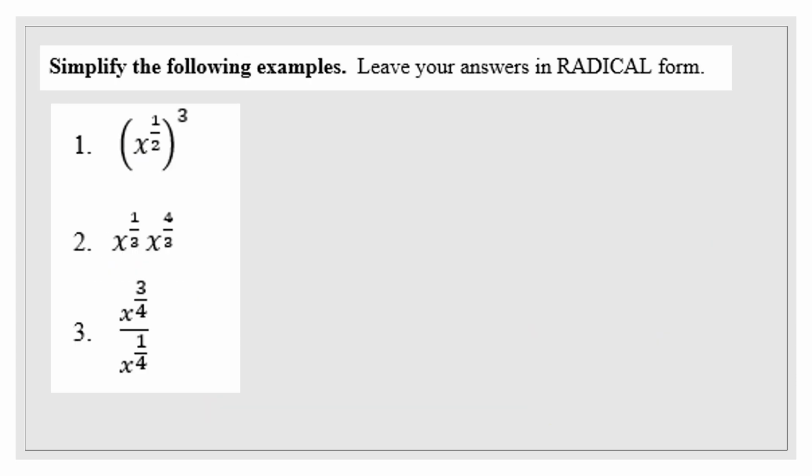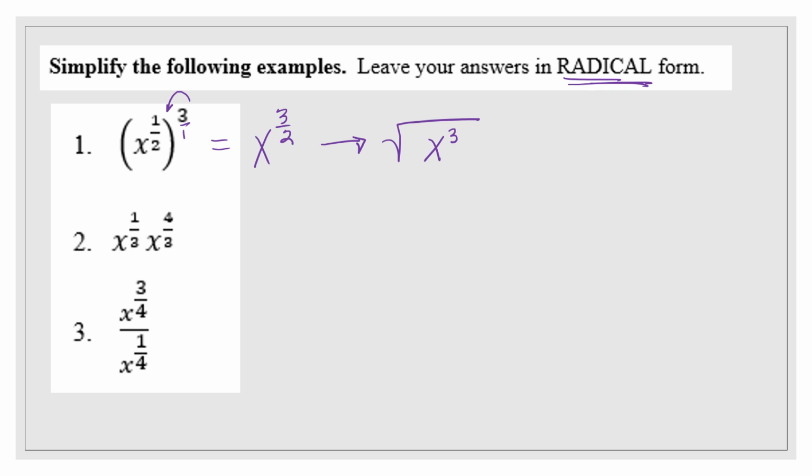Okay, so we have a few examples to go through. Leave our answers in radical form. These are all in rational exponents, so we're going to simplify them and then rewrite them in radical form. So I have x to the 1/2 raised to the third power. That is a power to power. So 1/2 multiplied by 3 over 1 would give me x to the 3/2. And then to convert it into radical form, I need the second root or the square root of x cubed.